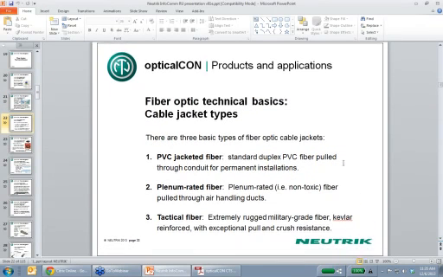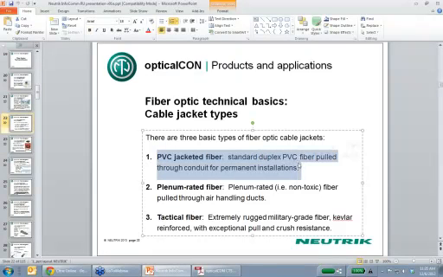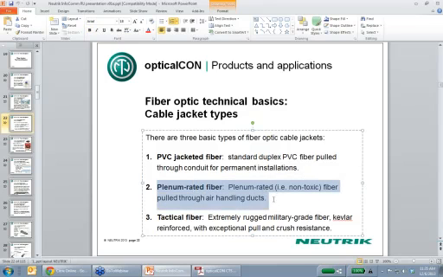And then cable jacket types. All right, so there are three basic types of fiber optic cable jackets. There's the PVC jacketed stuff. This is the standard stuff that gets pulled through conduit. Plenum rated, and I think probably most of you know about plenum rated cabling generally.